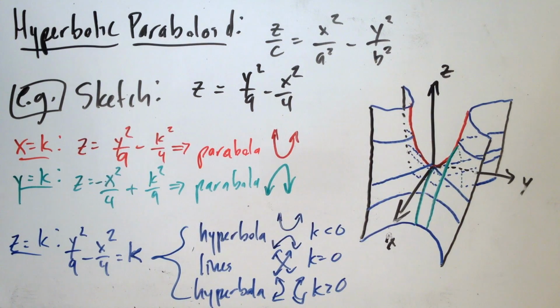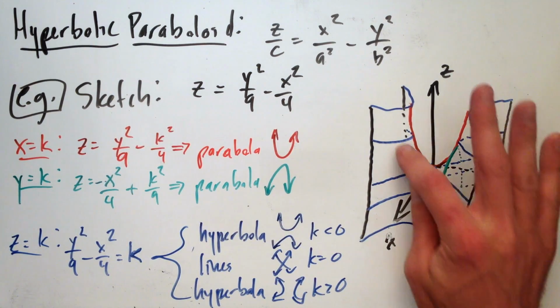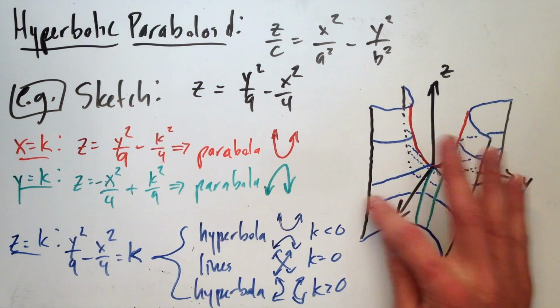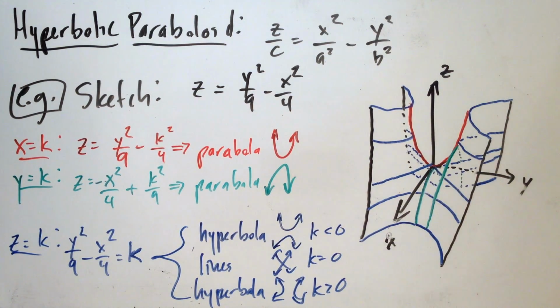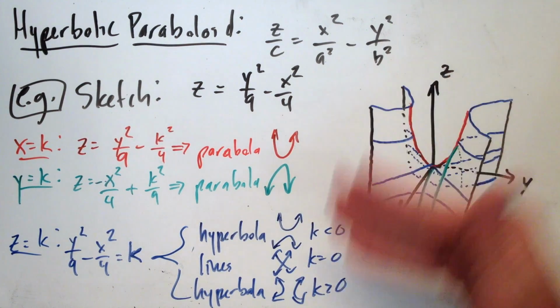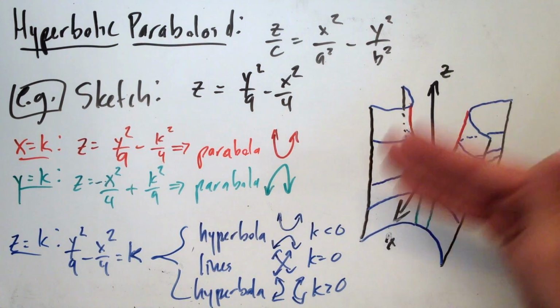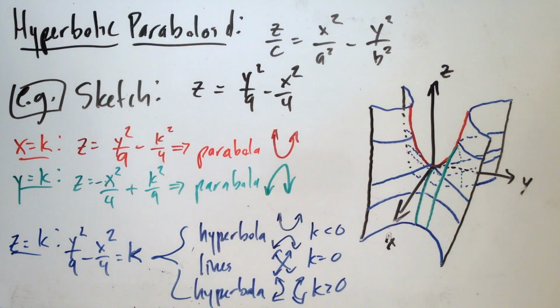And if k is equal to 0, we get y squared over 9 minus x squared over 4 is equal to 0. That is the equation of two lines. So that's this bit right here. That third one from the bottom or from the top is actually just two lines that go straight through the origin. And this is what it looks like. So our cross sections horizontally are pretty much hyperbolas, except for one which is a pair of lines. The vertical ones are parabolas. They open up if we slice along x, they open down if we slice along y.